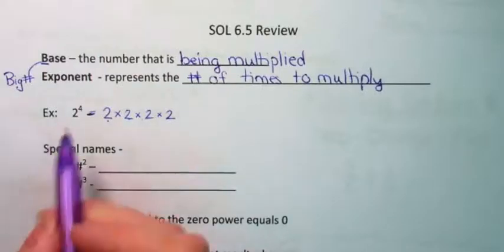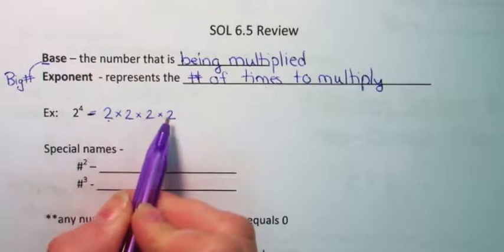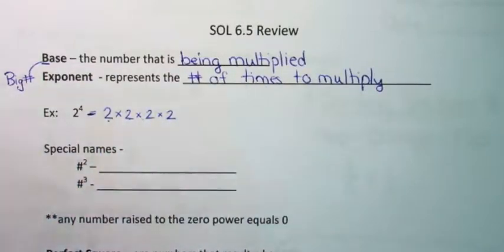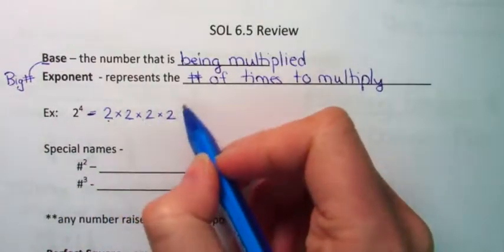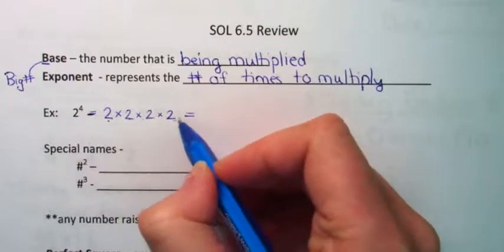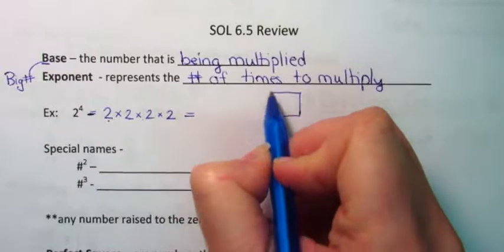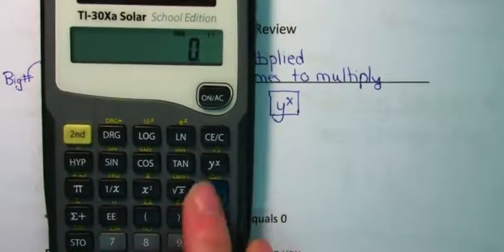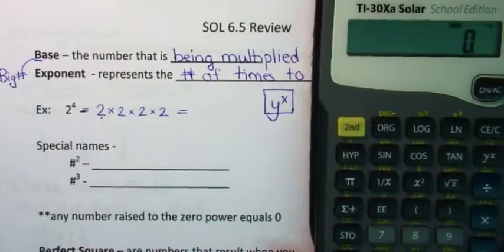Now, sometimes it just asks for our exponential form. Sometimes we want standard form. But sometimes it actually asks us for an answer, like what does this actually equal? And you could work it out. 2 times 2 is 4, 4 times 2 is 8, 8 times 2 is 16. But also we can use this button in our calculator, the one that looks like the YX. If you notice, it's the one right above your divide button. We can do that and also find out our answer.